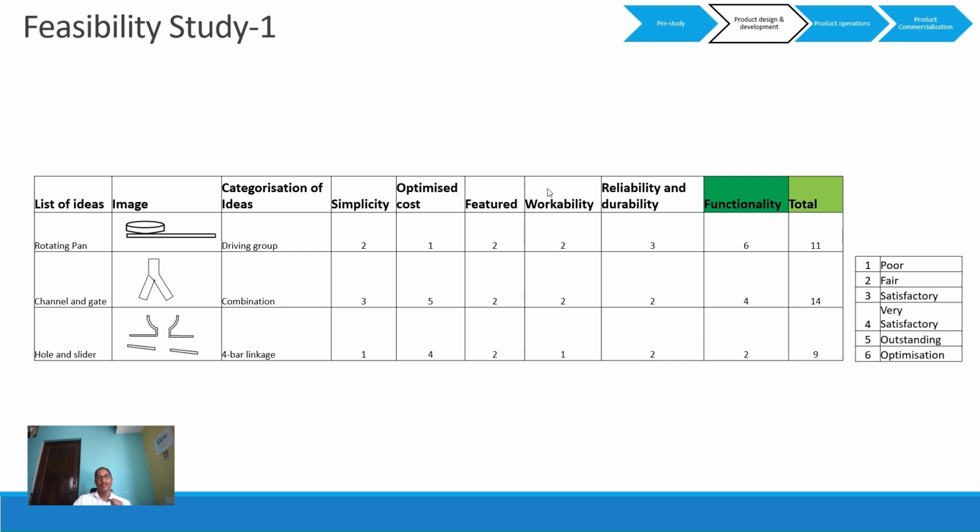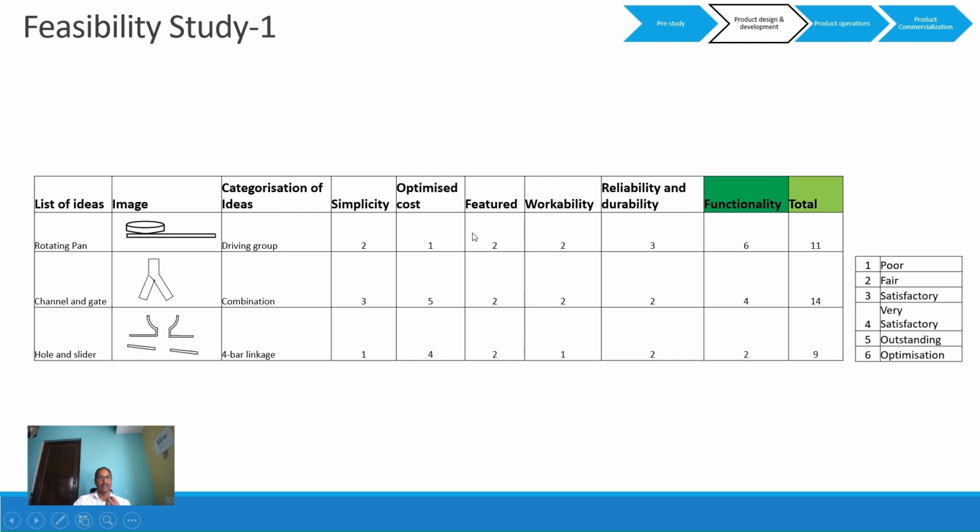Okay. Next, coming to the features. It is quite obvious that we can add a large number of features to this particular idea. Now coming to the workability, this can be workable, no doubt about that. Coming to the reliability and the durability, since this has the gear set, it is more reliable as compared to the other ideas. Now coming to the functionality column, the functionality here is a product of the workability and the reliability. So the total score that comes out here is 11.